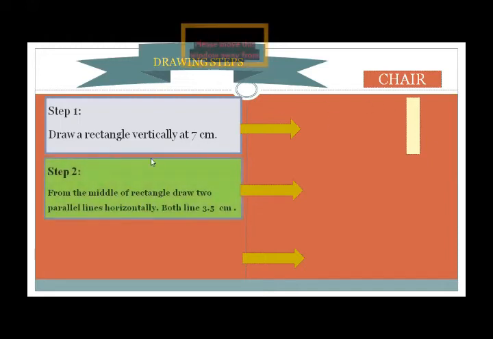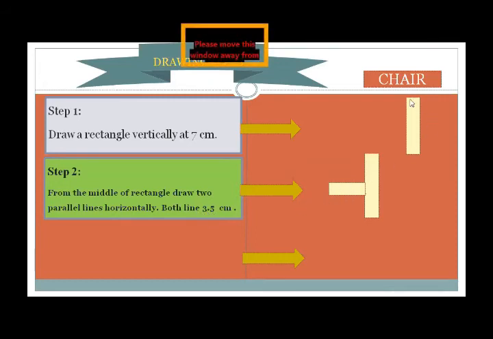For drawing a chair, this is step number 2. From the middle of the rectangle, draw 2 parallel lines horizontally, both lines 3.5 centimeter. This is the middle of the rectangle. What you will do is draw parallel lines horizontally, both lines 3.5 centimeter, and you can easily understand by this that you will draw one more rectangle here. This rectangle will be horizontal, and the measurement of this rectangle will be both lines 3.5 centimeter.